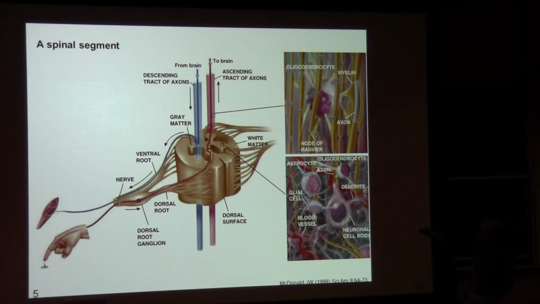In addition to the neurons that are sitting here, that are acting on the muscles or receiving information from the muscle, there are these support cells, these glia cells, the astrocytes and oligodendrocytes, that provide an important function, which is to produce the myelin that wraps itself around the axons and insulates them, allowing for transmission of the action potentials.